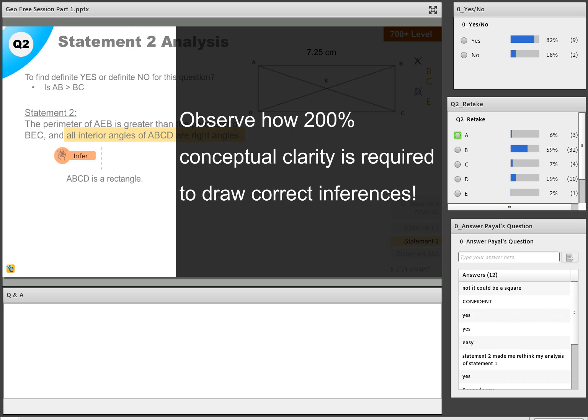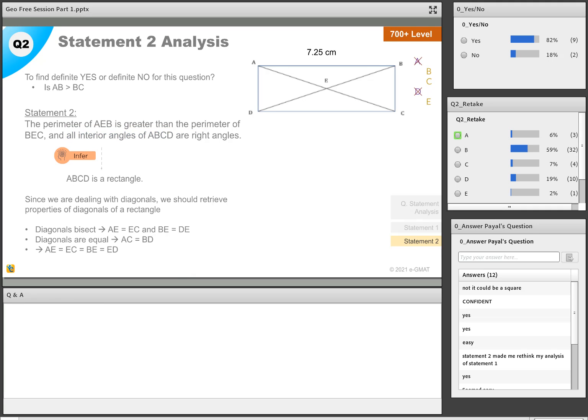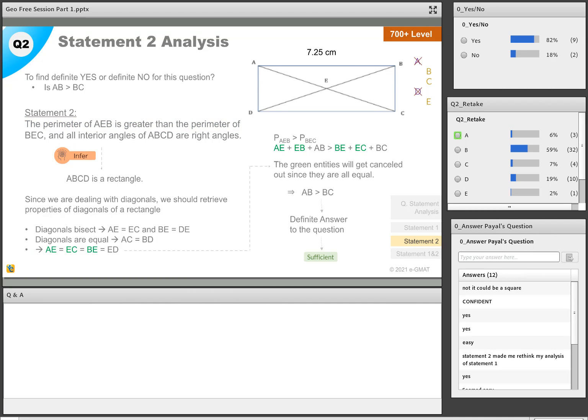You slowly build your conceptual understanding, you build your process skills. Okay, how do you take this information about the perimeter of AEB is greater than perimeter of BEC? How do you process this information? How do you draw connections, right? All of these skills are important for you, okay, and you need to build those in a step-by-step manner.